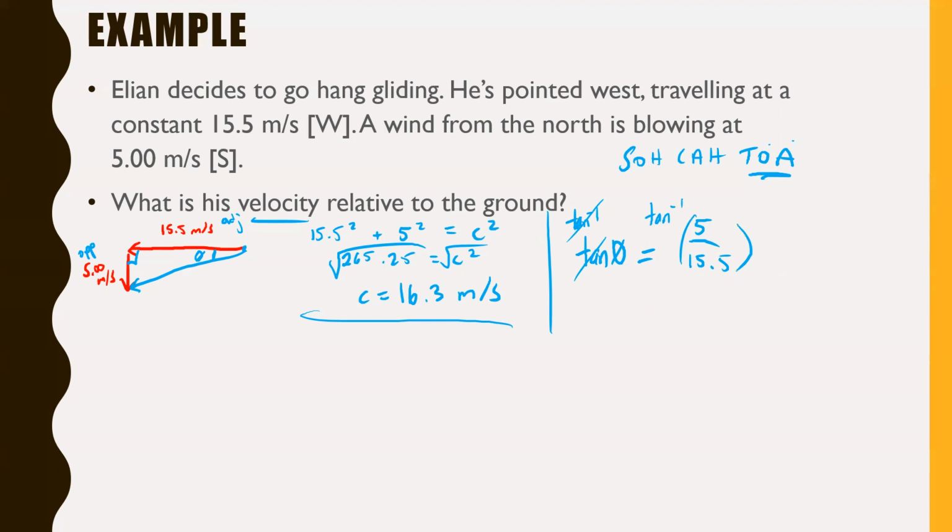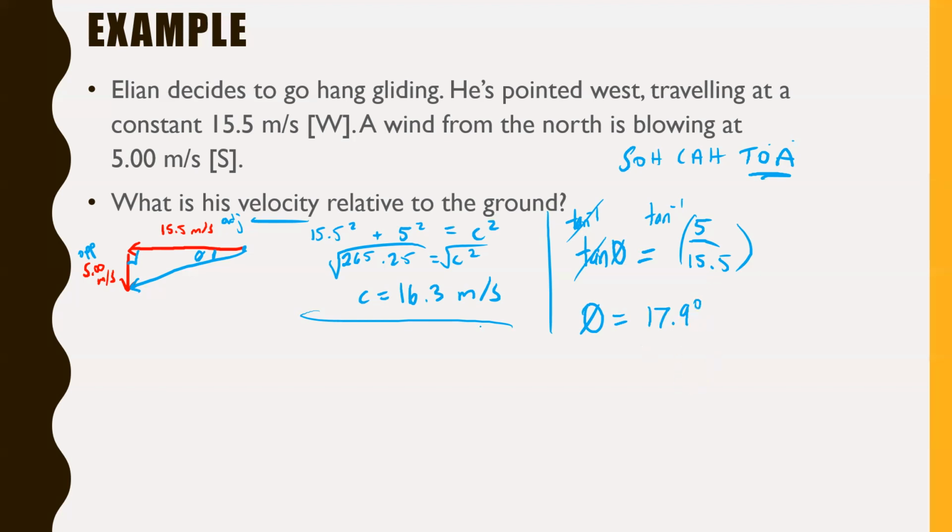Remember, make sure you're in degree mode in your calculator. I don't think there's any reason for that to have changed, but it's always worth noting. So I'm going to take inverse tan of 5 over 15.5. And once again, to 3 sig digs, we've got theta equals 17.9 degrees.